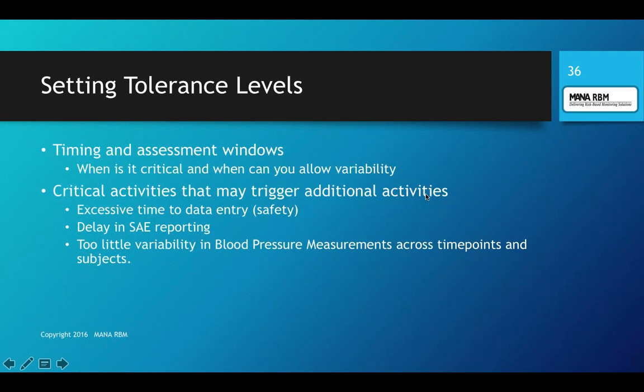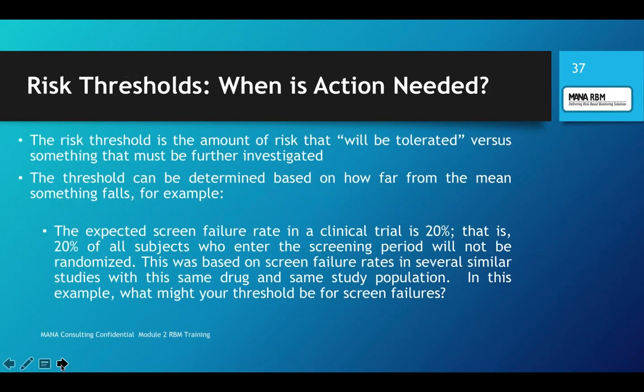Critical activities that may trigger additional ones would be, like we talked about, too little variability in something like your blood pressure measurements across time and subjects, because automatically your antenna should go up and say, we need to look at this and see whether there's some evidence of fraud. So these risk thresholds are important, because what they're saying is, when this site meets these risk thresholds, we need to do something.